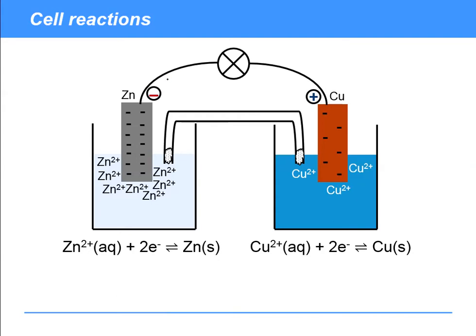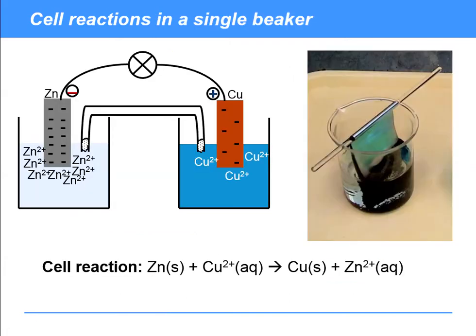if we allow current to flow, there's going to be a natural movement of electrons from the negative electrode to the positive electrode. And the net result of that is that at the positive electrode, this redox equilibrium is going to shift to the right, so we're going to get reduction, and this redox equilibrium at the negative electrode is going to shift to the left, and we're going to get oxidation. And the upshot of that is that there is a cell reaction.